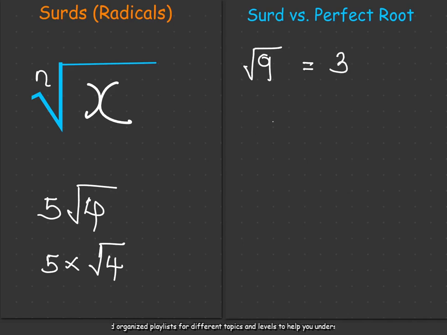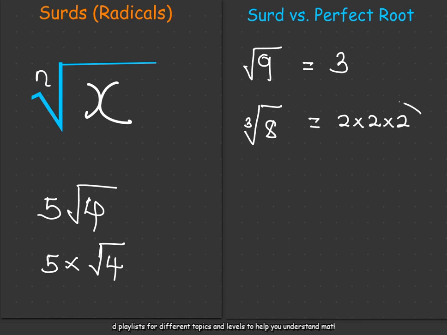Then if we have the cube root of 8, it simply means what number multiplies itself thrice to give us 8. And that is 2 times 2 times 2. 2 times 2 times 2 gives us what? An 8. So the number that will multiply itself 3 times to give us 8 is 2.